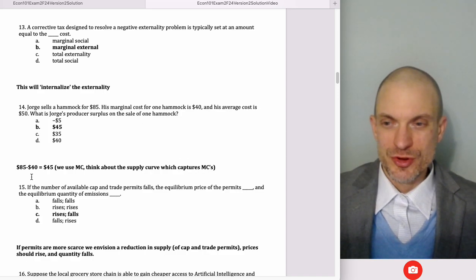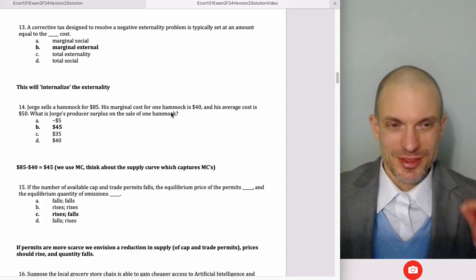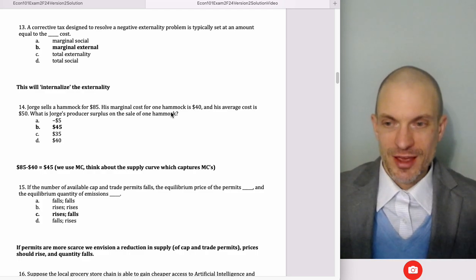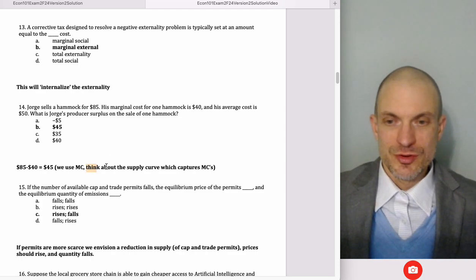All right, so producer surplus is going to be the price minus cost. Well, which cost? Marginal cost, right? Because marginal cost is going to be the cost associated with selling that unit. So it's going to be 85 minus 40 is 45. We're using marginal cost.